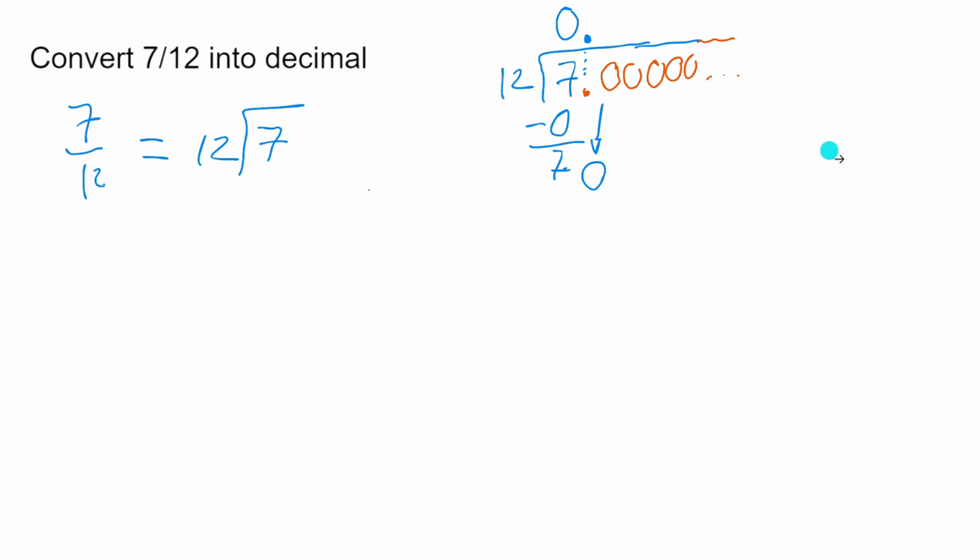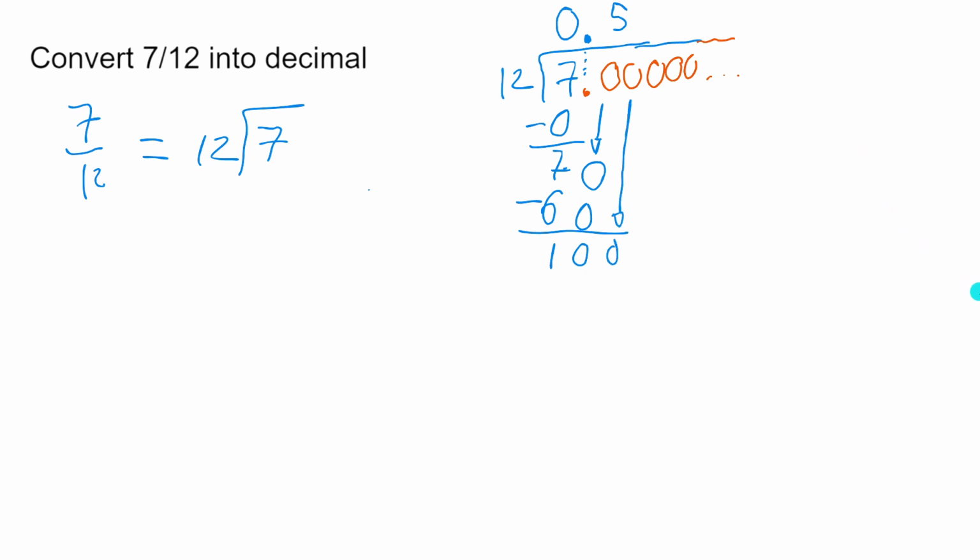Now, what is 70 divided by 12? Can that be 6? No, right? Because 6 times 12 is 72. It's over 70. So we'll have here 5. And 5 times 12 is what? 60. We do subtraction. 70 minus 60, that will give us 10. We bring down our next 0.